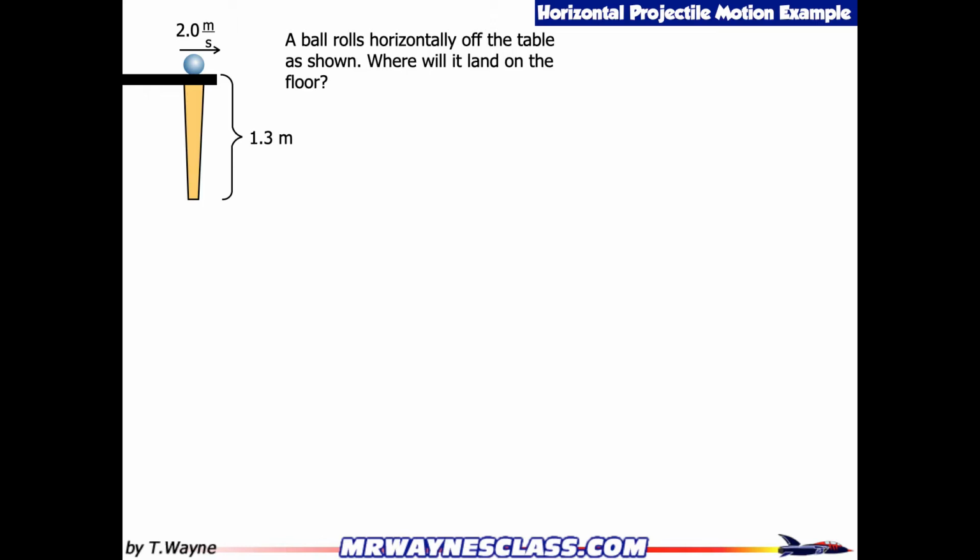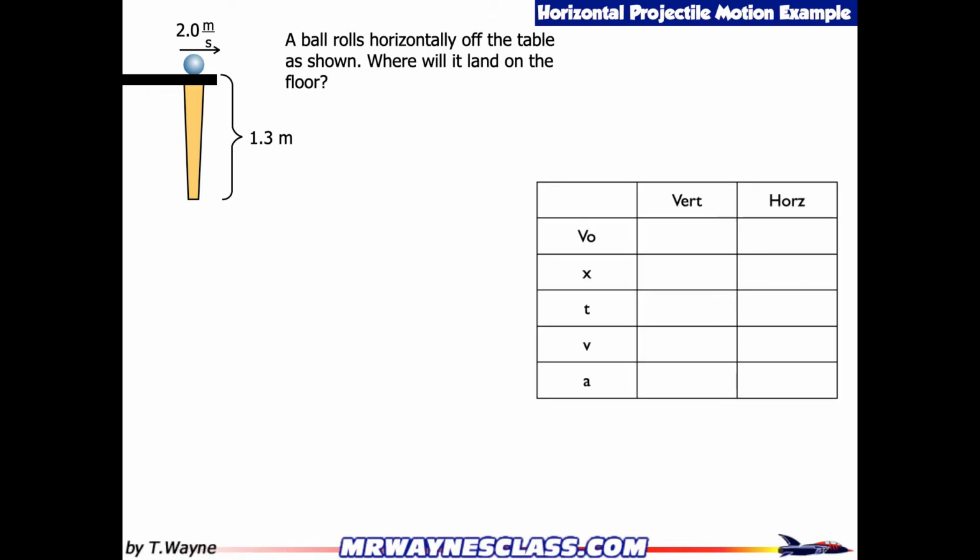To begin with on this problem, I'm going to start with a list of givens. And in fact, in this case, because it's projectile motion, it's going to be two lists of kinematics givens. One of all the vectors going in the up and down direction, and one with all the vectors going in the horizontal direction, or the left and right direction.